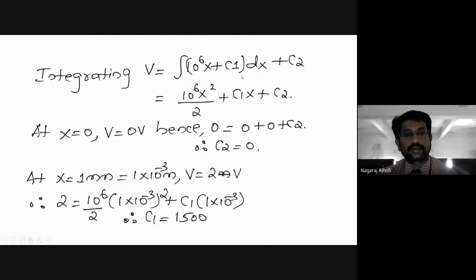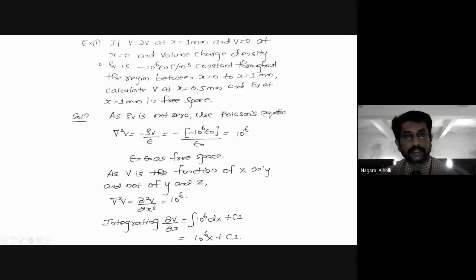Take down this equation. Integrating, v is equal to 10 raised to 6 x square by 2 plus c1x plus c2. Then tell me what you'll get if we substitute x equal to 0, v equal to 0 volts. That is the first condition. And then for x equal to 1 millimeter, v equal to 2 volts. What are the values of c1 and c2? First condition is x equal to 0, v is 0. Second condition, x equal to 1 millimeter, v equal to 2 volts.